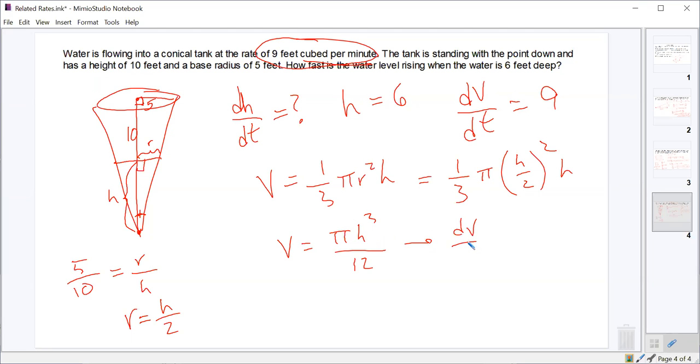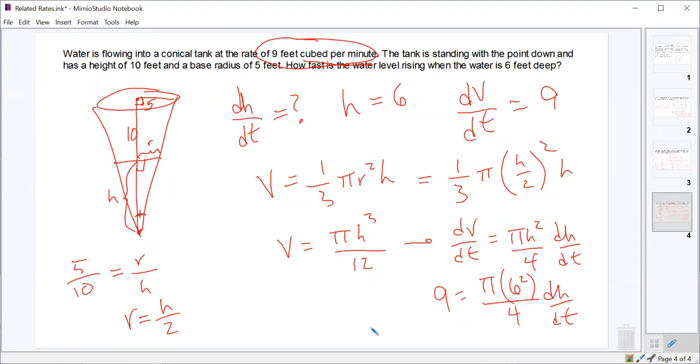So dV/dt equals, the derivative of this is 3 pi h squared over 12, or just pi h squared over 4, and then times dh/dt. We want to know dh/dt, and we have dV/dt and we have h, so we just plug them in. 9 equals pi times 6 squared over 4 times dh/dt.